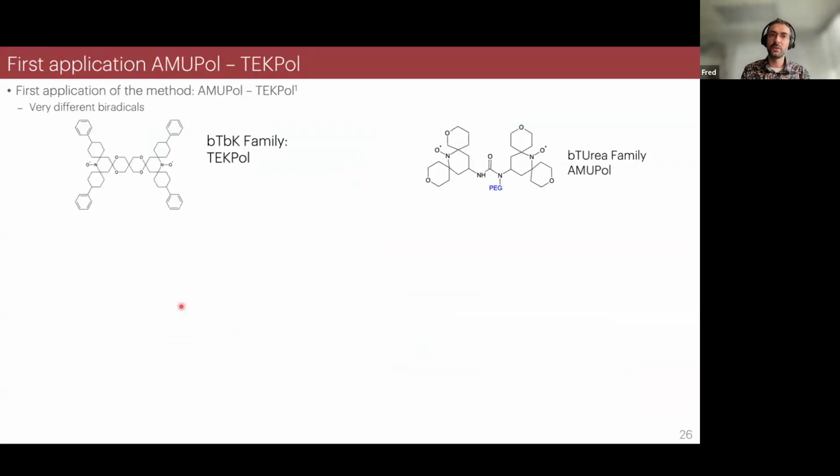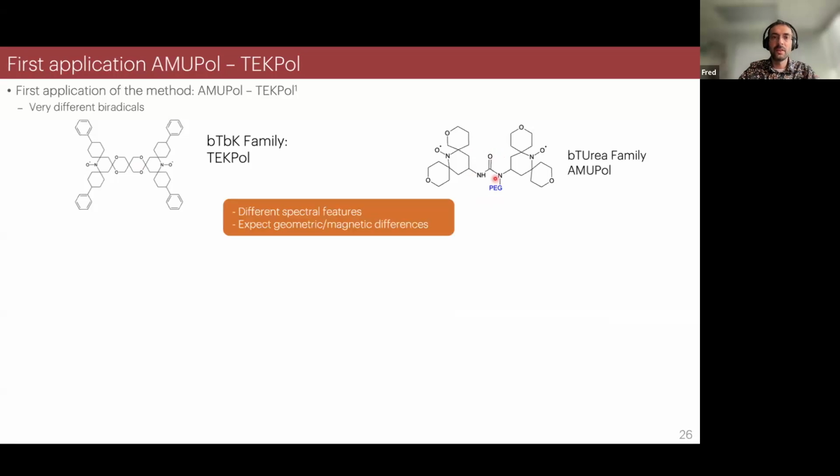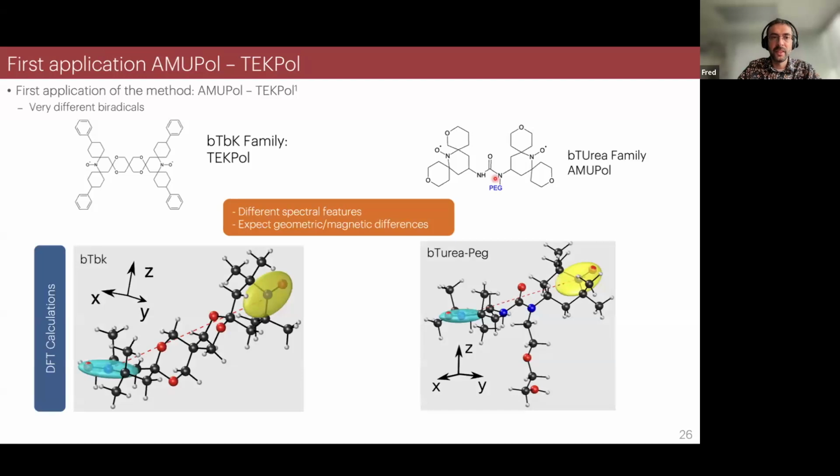And the first application, a simple, quote unquote, application, was on two very different radicals, TEKPol and AMUPol. Those two radicals that you have here and here are very different chemically. You can see the bridge is very different. As a consequence, you expect very different magnetic and geometric properties. If you do the DFT on just simpler molecules, so you don't have the rings, this is how the G-tensor would orient for those two molecules and the dipolar vector in between the two. So they are very different.